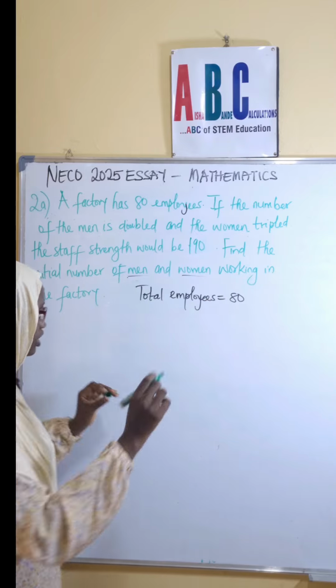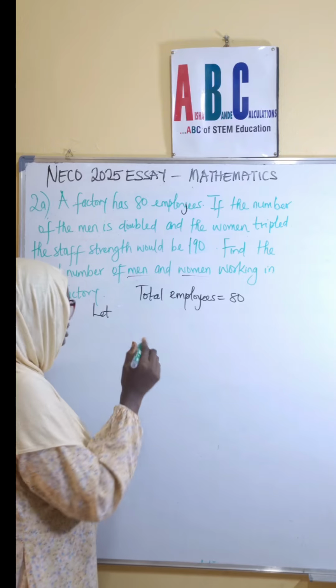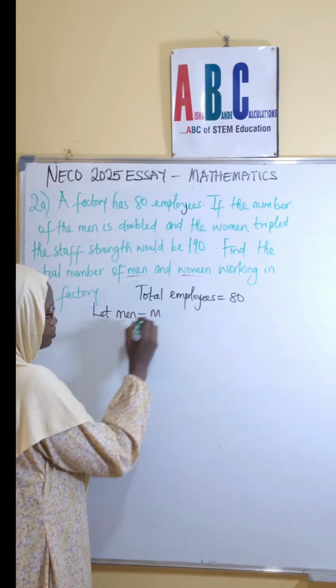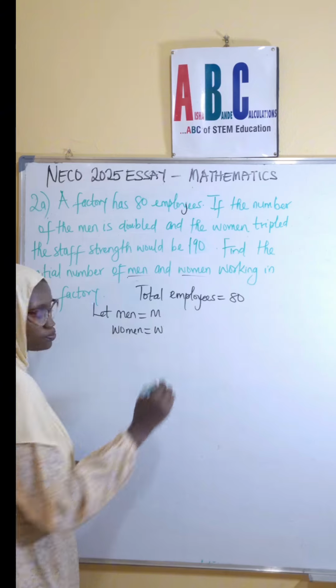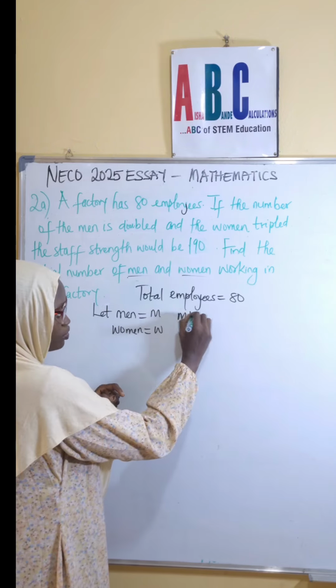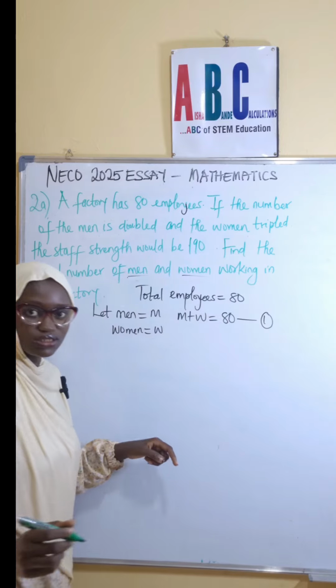We don't know the number of men and women, so let's represent them with letters. Let the men equal M. Then let's represent the women with W. So what this means is when you add the men plus the women together, this gives you a total of 80. Let's call this equation 1.